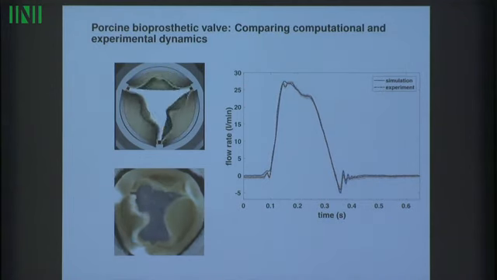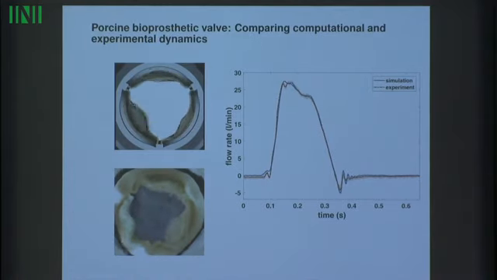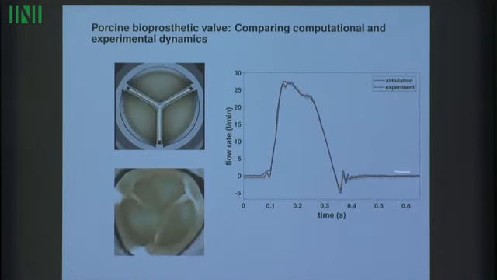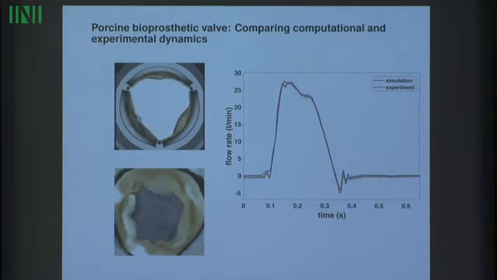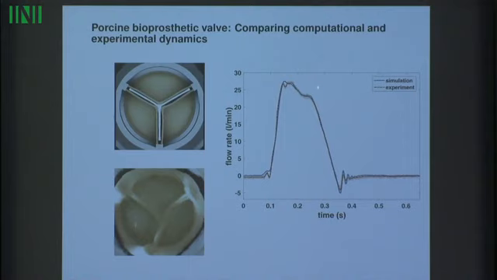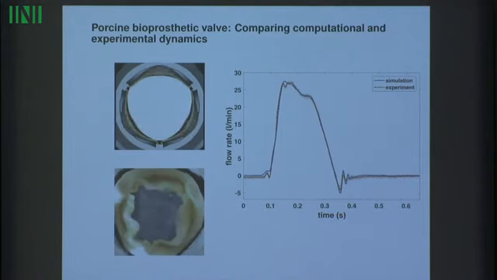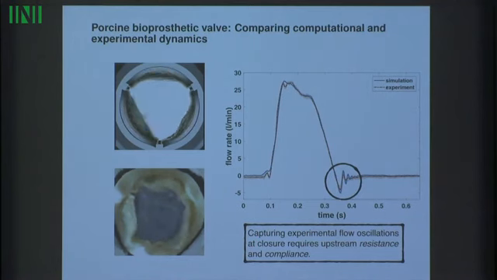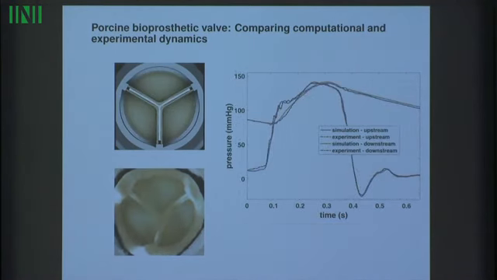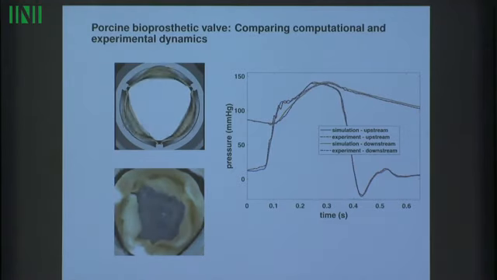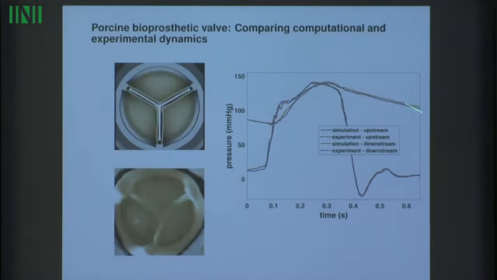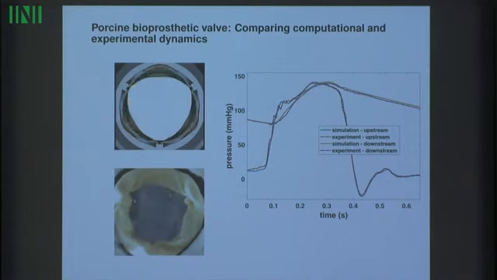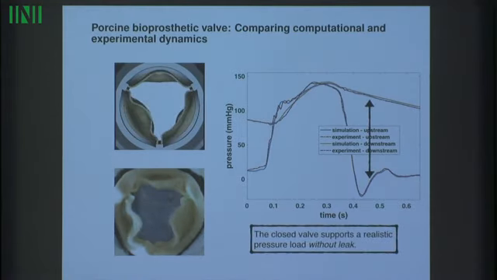This is looking at a comparison for a porcine bioprosthetic valve. And in this case, we had more experimental data available. And so you see the confidence intervals about the experimental data. The experimental system is doing a very good job of controlling the flow rate. And we're able to capture the closure transient that shows up in the device by setting up the upstream and downstream models correctly. This is a comparison of the driving and loading pressures, again with these confidence intervals showing you the scatter in the data. The closed valve supports a realistic pressure load without leak.